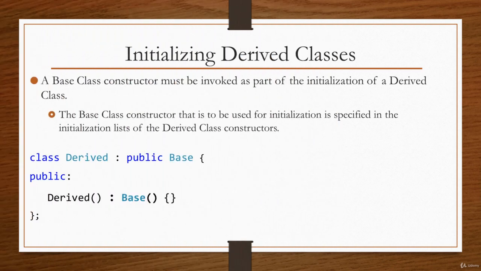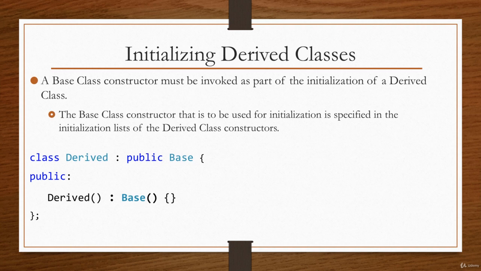So how do we initialize the base class part that forms part of the derived class? Well, a base class constructor must be invoked as part of the initialization of a derived class. The base class constructor that is to be used for the initialization is specified in the initialization list of the derived class constructors. So if you have a constructor in the derived class, then in its initialization list, you can specify the base class constructor that is to be used for the initialization of the base class part of that derived class.